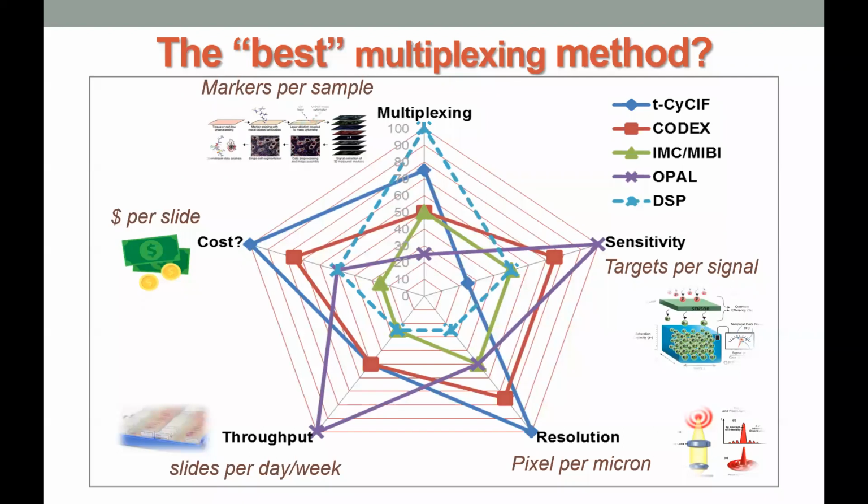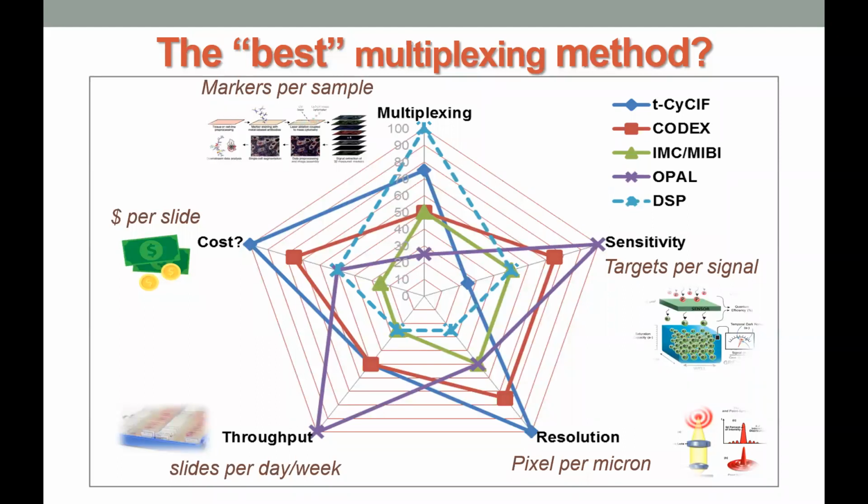And just my personal opinion here is probably not. I put together several things for consideration of how to pick a multiplex system. For example, multiplexing means how many markers you want to achieve. You want to do 10 markers, 50 markers, or even higher. In this case, at least among the reference systems here, for example the NanoString DSP system can achieve very high multiplexing.